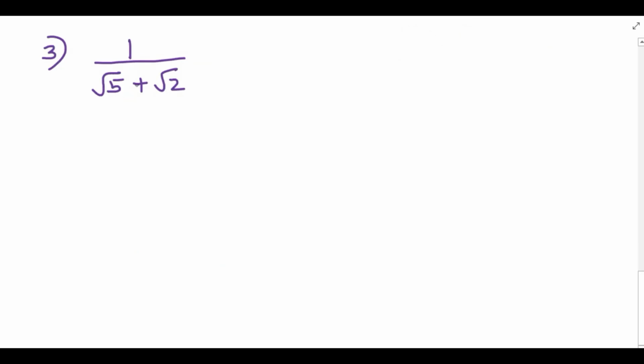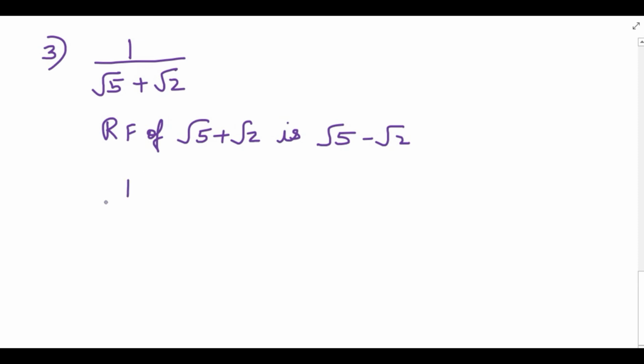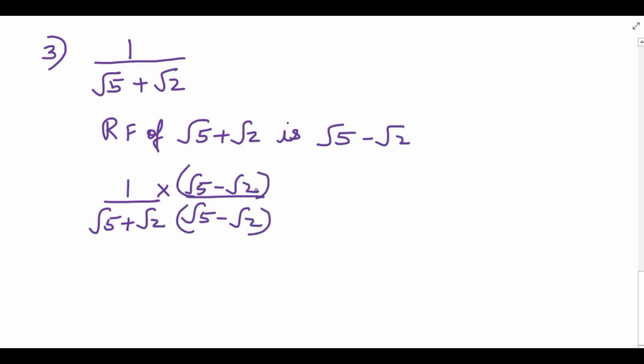Now the third question is 1 by root 5 plus root 2. So again, take the rationalizing factor of root 5 plus root 2. I have written the denominator as root 5 minus root 2. Now multiply the numerator and denominator with this rationalizing factor. First I will write the question as such, then root 5 minus root 2 divided by root 5 minus root 2. Now the denominator, as before, is in the form of a plus b into a minus b.